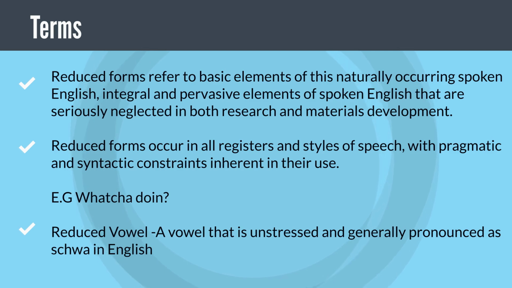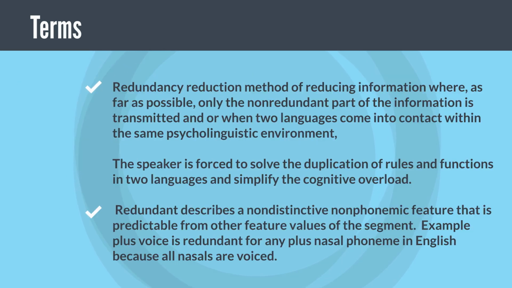Reduced forms refer to basic elements of this naturally occurring spoken English, integral and pervasive elements of spoken English, that are seriously neglected in both research and materials development. Reduced forms occur in all registers and styles of speech with pragmatic and syntactic constraints inherent in their use. E.g., what ya doin'? Reduced vowel: a vowel that is unstressed and generally pronounced as schwa in English.